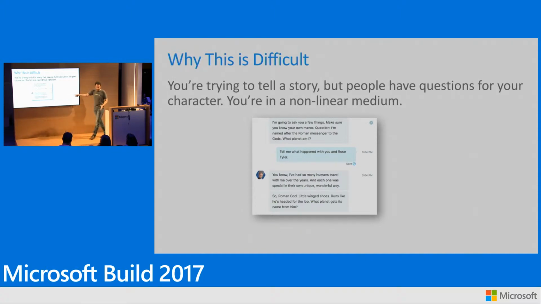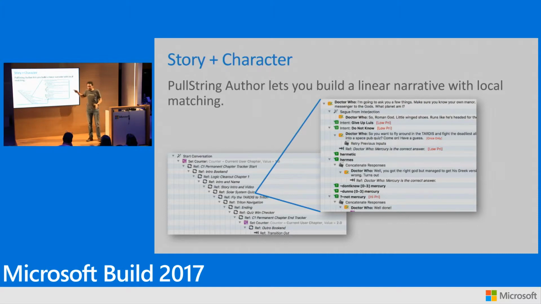This is a nightmare in the bot world, but we can do this. So let's talk about how we did it. We have a narrative flow. I mean, we couldn't build Doctor Who without it. Each one of these references takes you to a block of content of whatever size you want. We're moving the story forward. We're listening for things that are pertinent to that part of the story. So we do that. We got story covered.